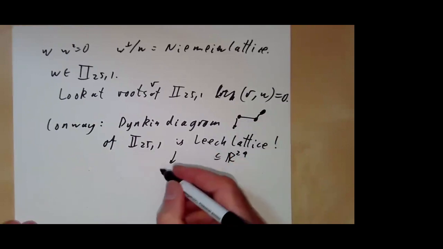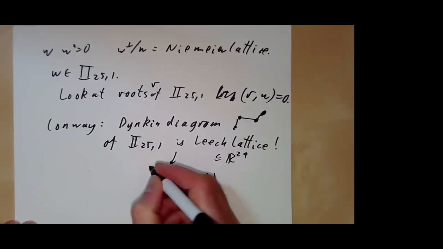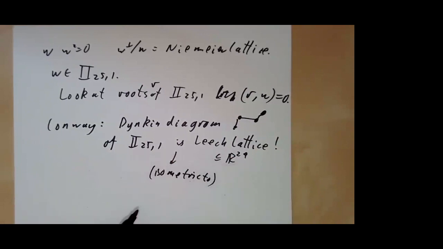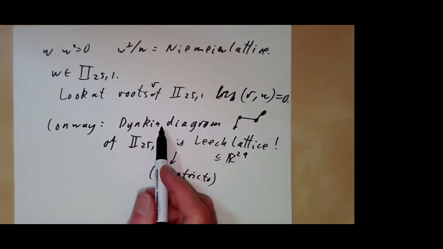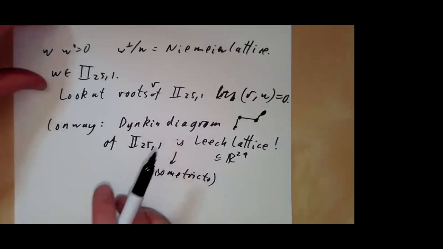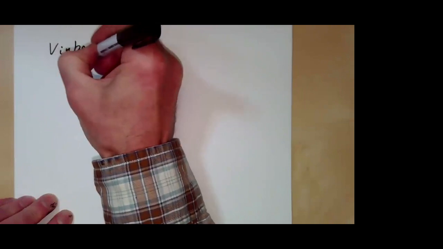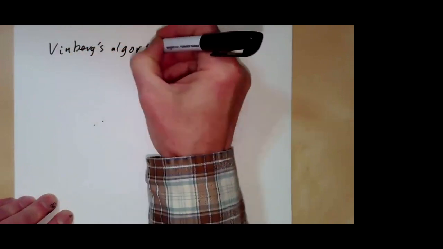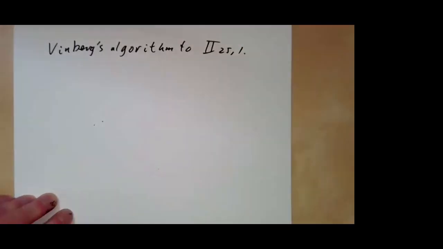Well, more precisely, I mean it is isometric to the Leech lattice. So it's the same as the Leech lattice if you think of these both as being metric spaces. It's obvious how the Leech lattice is a metric space. A Dynkin diagram is a metric space because you can just take the metric space consisting of the simple roots. So more precisely, it looks as follows. What we're going to do is apply Vinberg's algorithm to the 26-dimensional Lorentzian lattice.